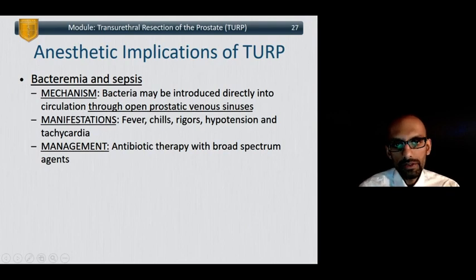Moving along with other implications of TURP procedures, bacteremia and sepsis may occur, as bacteria may be introduced directly into circulation through open prostatic venous sinuses. And of course, the symptoms are what you'd expect for someone developing ongoing bacteremia or sepsis, and institution of broad spectrum antibiotics is indicated.